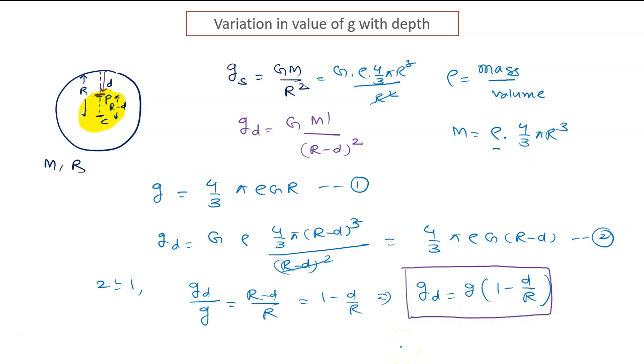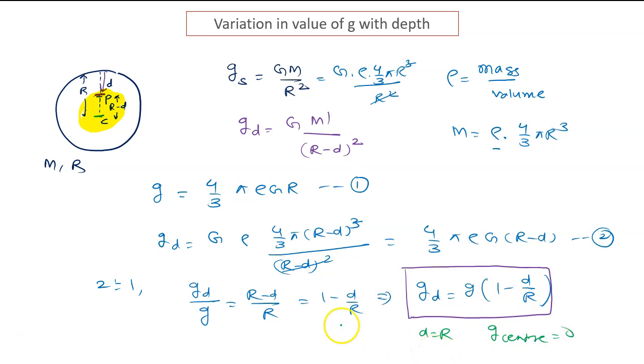What will be the gravity at the center of the earth? Center of the earth means you are reaching at this point. When you are reaching at this point, d is written as the R. So when d is written as the R, d by R is 1, 1 minus 1 is 0. Gravity at center of the earth will be given by 0.